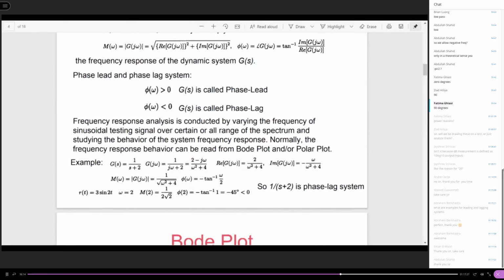But in this special example case, for the whole spectrum from 0 to infinity, the phase varies from 0 to negative 90 degrees. So here is a special numerical example. Say omega equal to 2, I've got M of 2 equal to this value, and phi of 2 is equal to minus 45 degrees.